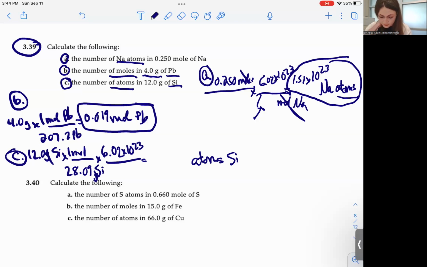So the mole is the big thing, and the atoms fall under that category. There are many atoms in that mole. How many? This many. And you're going to cancel out moles, because in one mole of silicon, that's the number of atoms. So you can do your math and you should get 2.57 times 10 to the 23rd. Make sure I do my calculator math right.